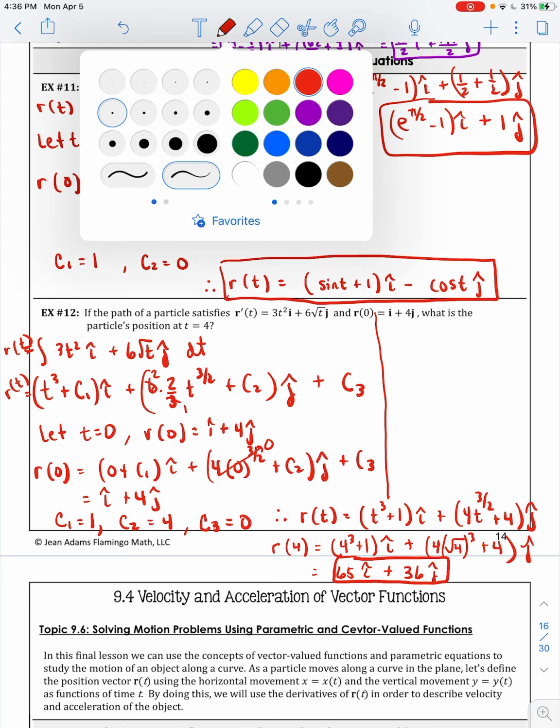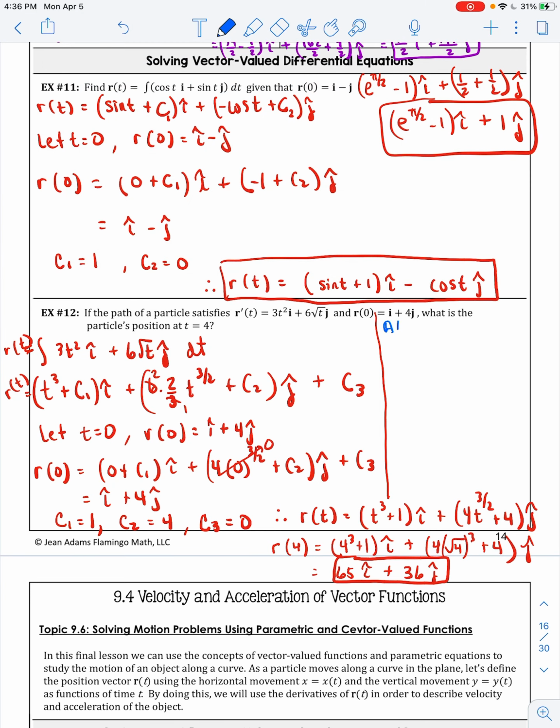An alternate, which I'll put in a different color, you could have said that the x at 4 is going to be equivalent to this 1, that its position is at 0, plus the integral from 0 to 4 of the 3t squared dt, and your y is going to be this 4, so 4 plus the integral from 0 to 4 of your 6 square root of t dt.